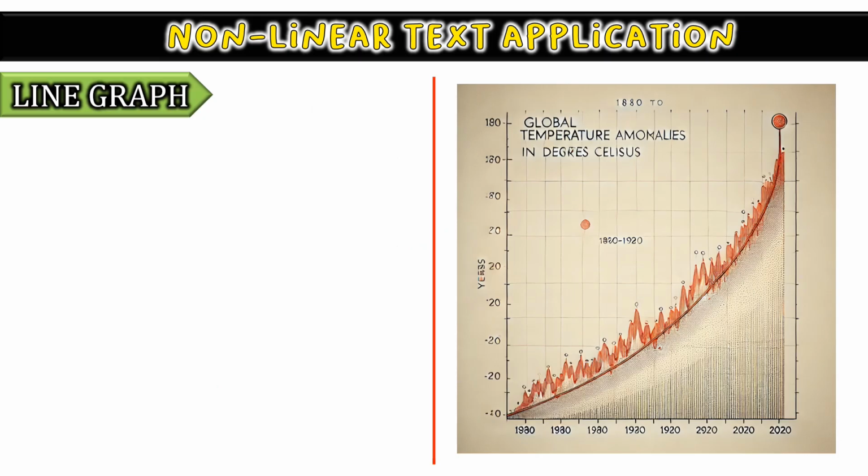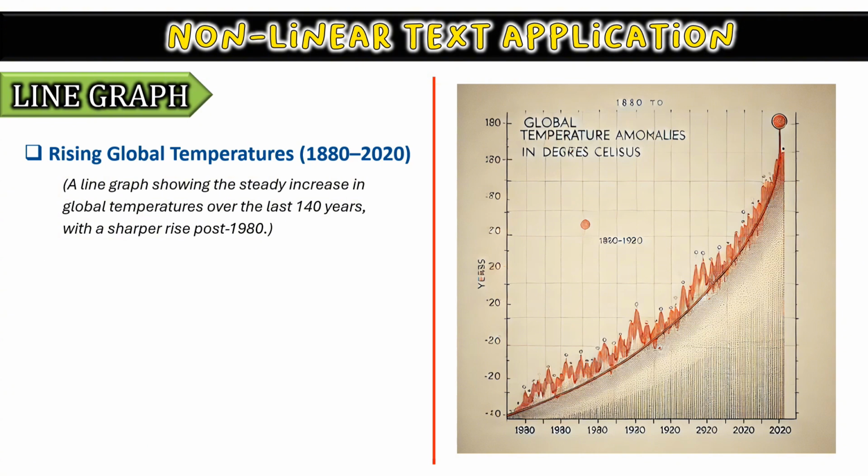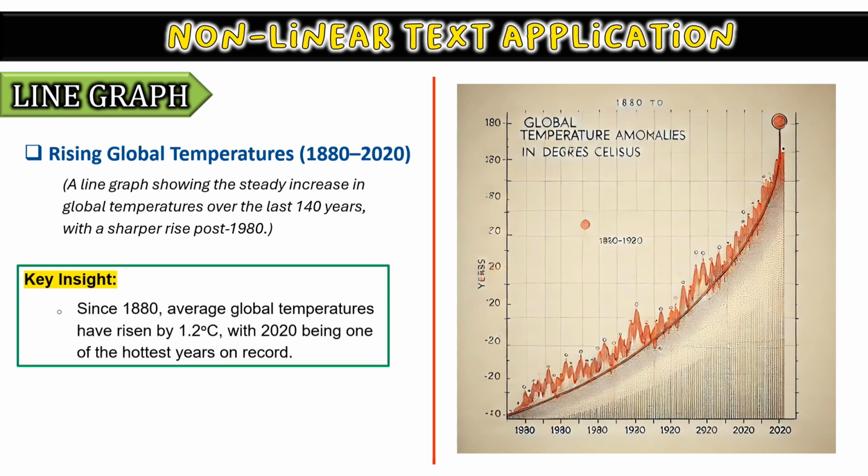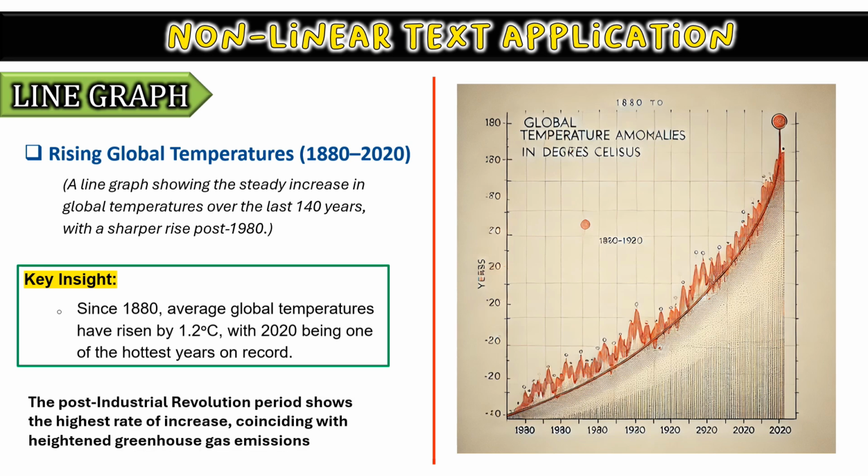Now, from this journalistic text, we will apply nonlinear text. First is a line graph showing the steady increase in global temperatures over the last 140 years, with a sharper rise post 1980. Since 1880, average global temperatures have risen by 1.2 degrees Celsius, with 2020 being one of the highest years on record. The post-industrial revolution period shows the highest rate of increase, coinciding with heightened greenhouse gas emissions.